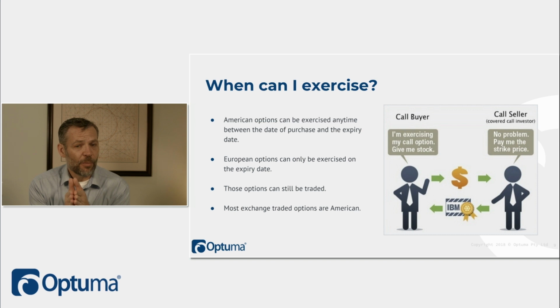Now, I can sell my option. That's different from exercising it. Exercising means that I'm fulfilling my option to buy the physical security. So, that's why I say you don't want to exercise. I can sell the option, because the market's going to turn, and then I'm gaining the profit from both. But American options can be exercised any time between the date of purchase and the expiry date. European options can only be exercised at the expiry date. But the options can still be traded. They can still be bought and sold at any time. Most exchange traded options are of the American style.